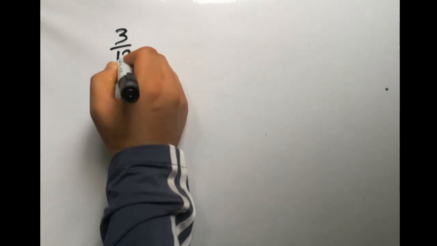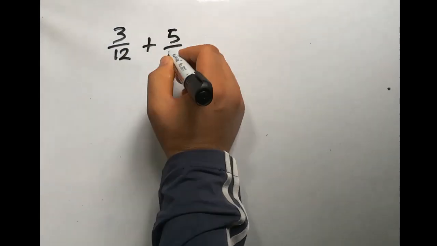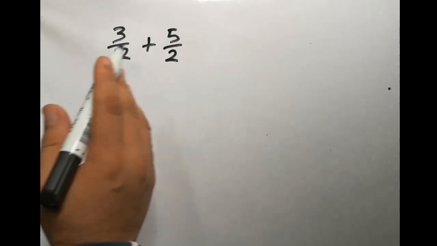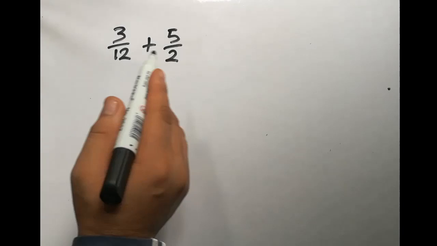Now, let's look at the unlike fractions, where you have an example like 3 over 12 plus 5 over 2. When you have 3 over 12 plus 5 over 2, you'll notice that both fractions don't have the same denominator. So what you need to do is to look for the LCM of the denominators.